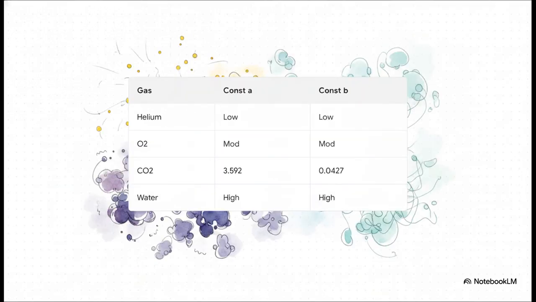To ground all this abstract math back in physical reality, it's really important to realize that those constants, A and B, are like unique fingerprints for every single gas. Helium, for example, is very close to being an ideal gas. It's tiny, it barely interacts, so its A and B constants are incredibly low. But carbon dioxide? That is a large, sticky molecule. Its A constant for pressure is quite high at 3.592, and its B constant for volume is 0.0427. And water vapor is even stickier than that.